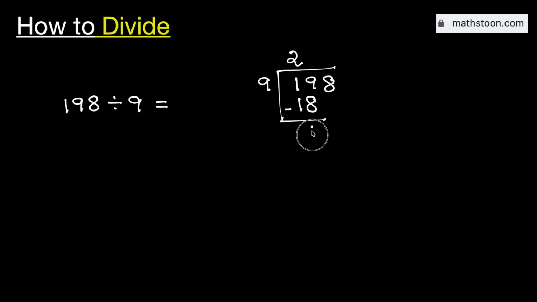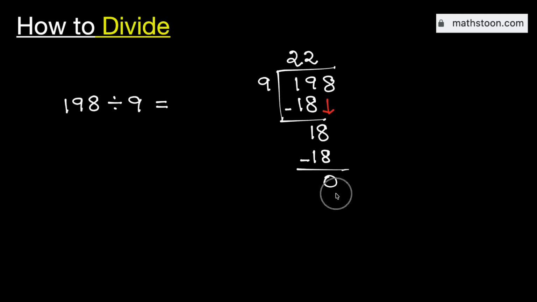Subtract, we get 1. Now again see that this 1 is less than 9. That is why we will bring down this number 8 here. And we know that 9 times 2 is equal to 18. Subtract, we get a 0.